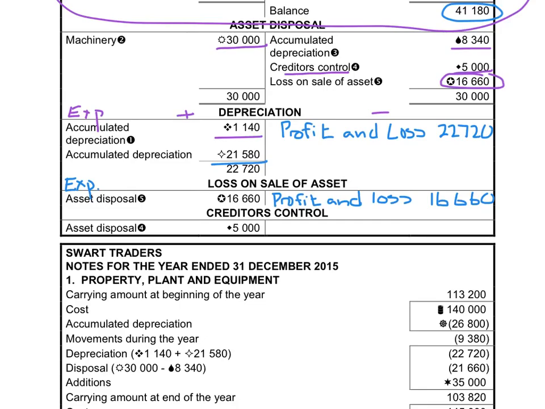16,660. For the new machine that we purchased, we will credit the machinery account with the cost price of the new machine, and we will credit our machinery account with the amount that the value of the machinery increased.